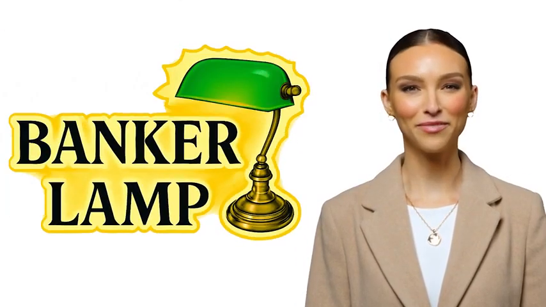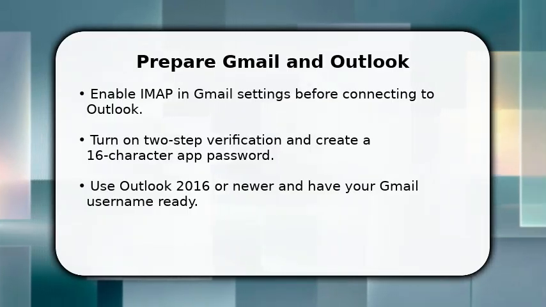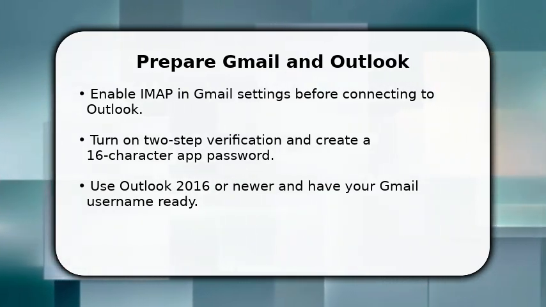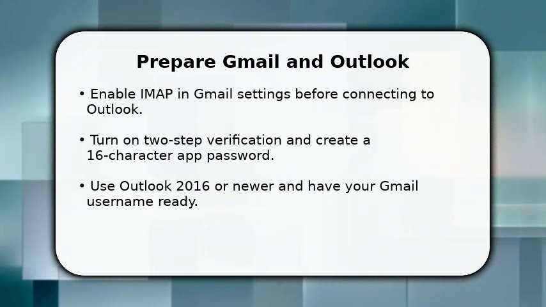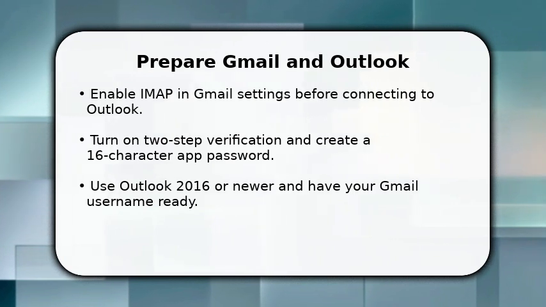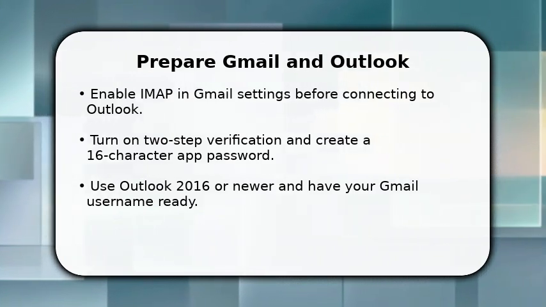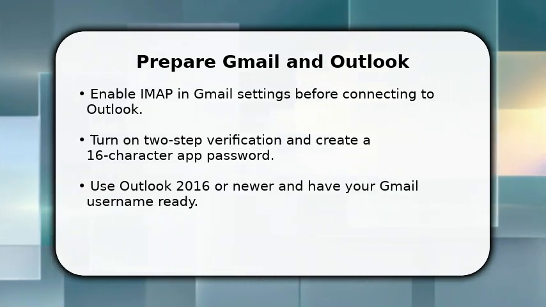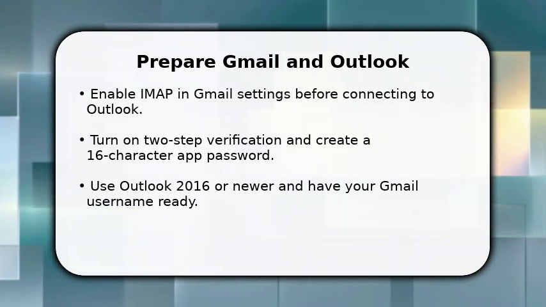Please enjoy the video. First, prepare both accounts before starting the connection process. Open Gmail settings and enable IMAP access from the Forwarding and POP/IMAP tab. Next, secure your Google account by turning on two-step verification in security settings. Then create a 16-character app password if you use app passwords for Outlook.